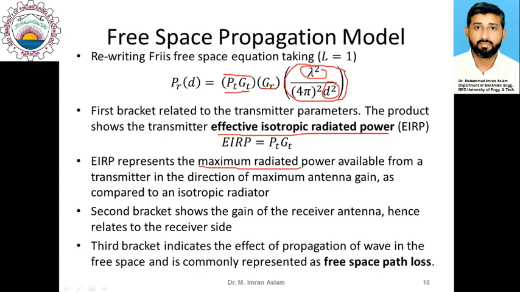So you can see that the received power is not only dependent on the propagation environment, but also on the transmitter parameters, which are represented by the EIRP, and on the receiver parameter, which is represented by the receiver antenna gain. Okay, so this is the general free space propagation model, which we represent using this free space equation.